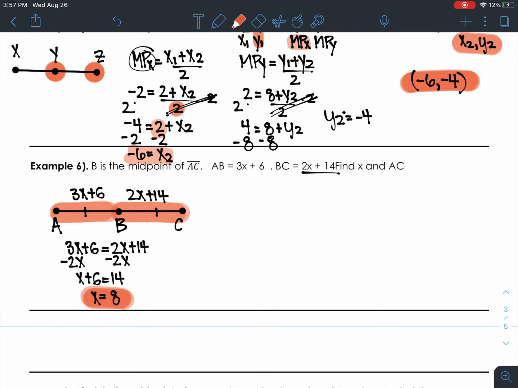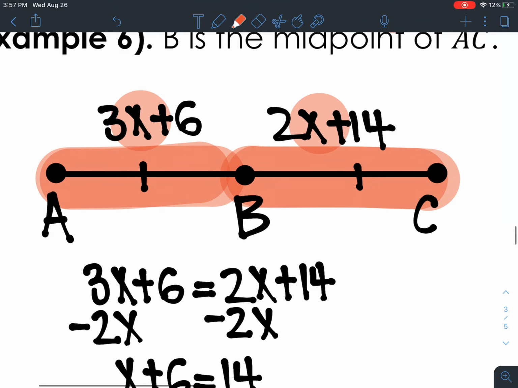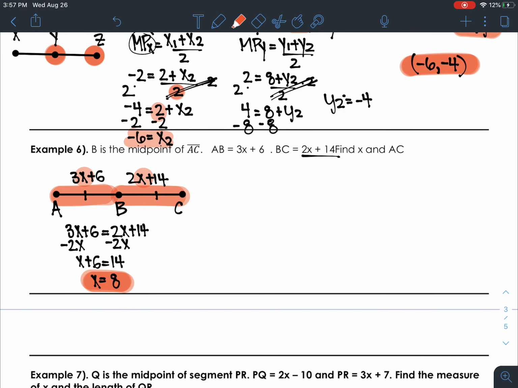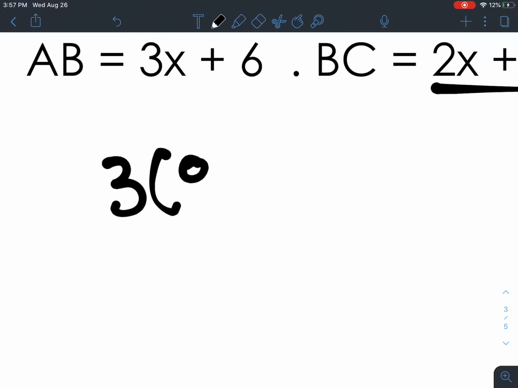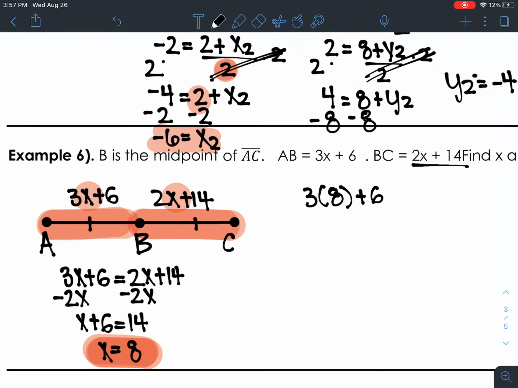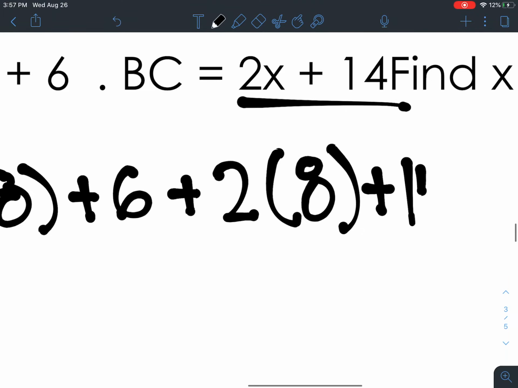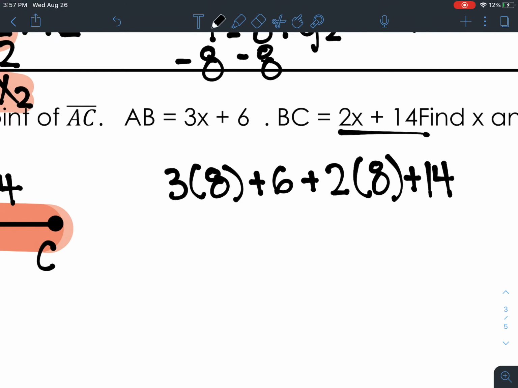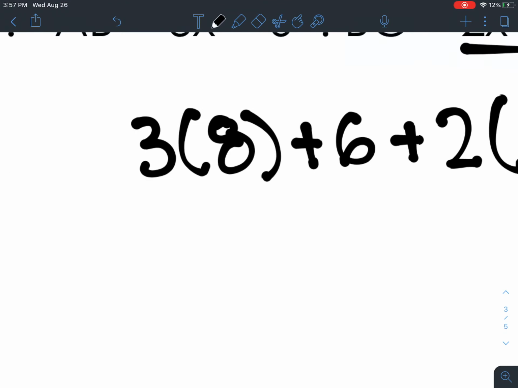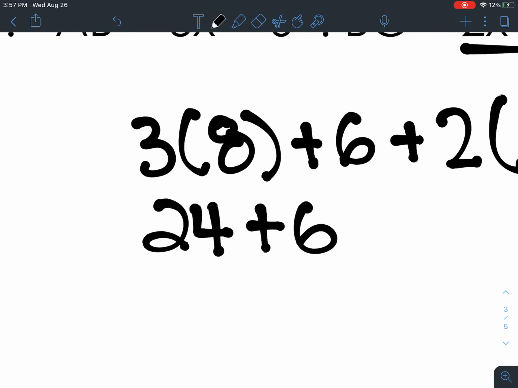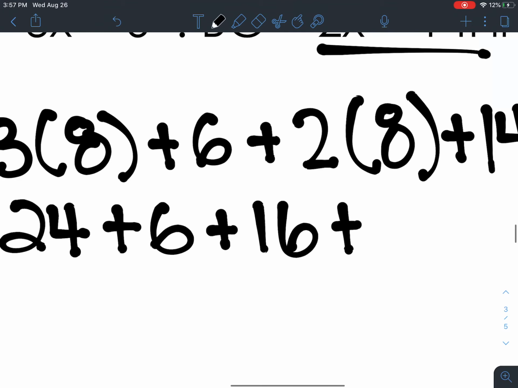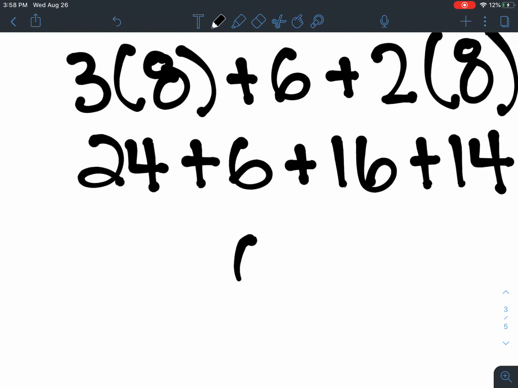Now the next question is saying find AC. Now there's multiple ways of doing this, okay? I'm going to take 8 and plug it into both of these x's and then add them together. That's one way of doing it. So I'm going to have 3 times 8 plus 6, plus 2 times 8 plus 14. And then that together is going to equal the full length of AC using the segment addition postulate. So I'm going to get 24 plus 6 plus 16 plus 14 gives me a full length of 60.